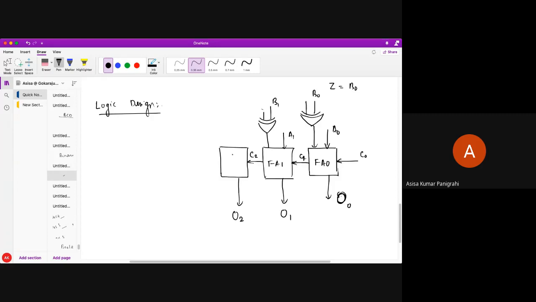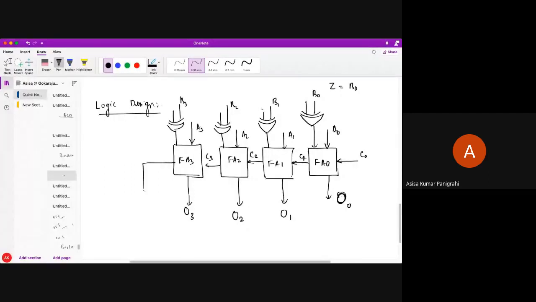Am I correct, friends? This is my FA2, and here I have been given A2, and B2 is through the XOR gate as usual. Okay, this is my B2. Next, it generates C3, and this would be my FA3, which generates output 3, and it takes the input A3 and takes the other B through the XOR. Okay, this is my B3, and it finally generates a carry output of C. Do you all understand, or any doubt on this circuit?